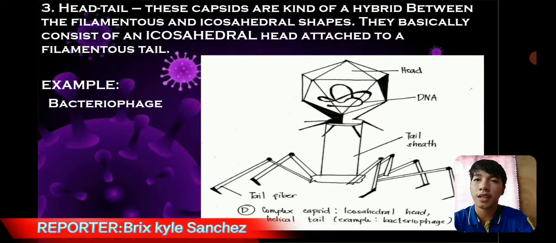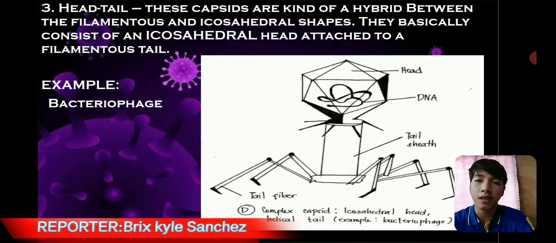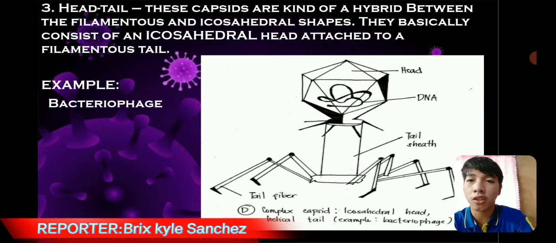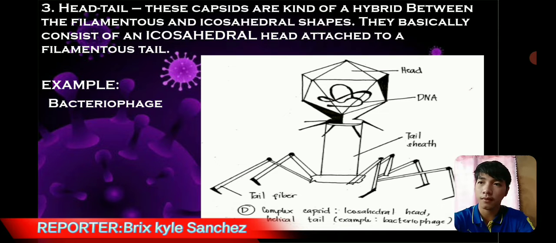Head-tail. These capsids are a kind of hybrid between the filamentous and icosahedral shapes. They basically consist of an icosahedral head attached to a filamentous tail. This type of virus capsid, the head-tail, is the combination of icosahedral and filamentous. On the top is the icosahedron and on the bottom is the filamentous. An example of a virus that has this form of capsid is the bacteriophage.